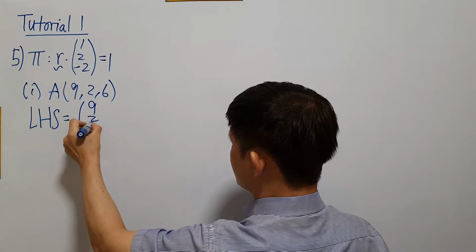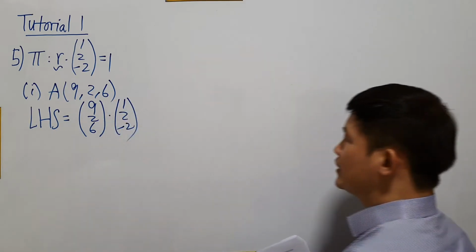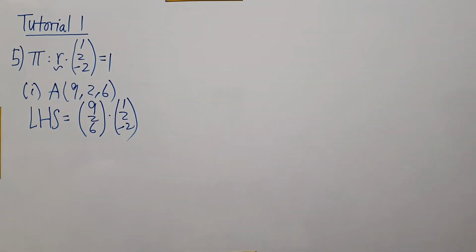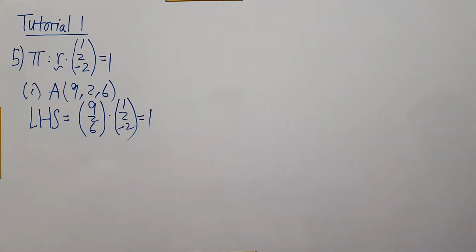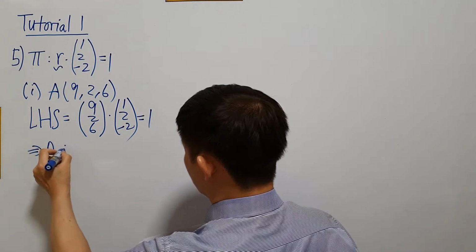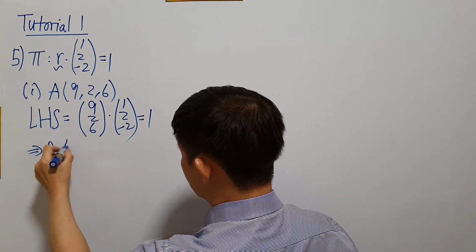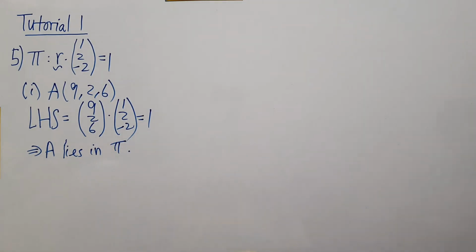(9, 2, 6) dot with (1, 2, -2). Alright, so you do your arithmetic of (9, 2, 6) dot with (1, 2, -2). 9 plus 4, 13 minus 12 gives you a value of 1. Because these two numbers tally, I can therefore conclude that the point A lies in pi. Alright, that's how you should check that the point A lies in the plane pi.